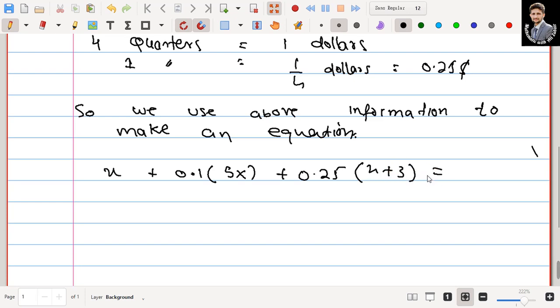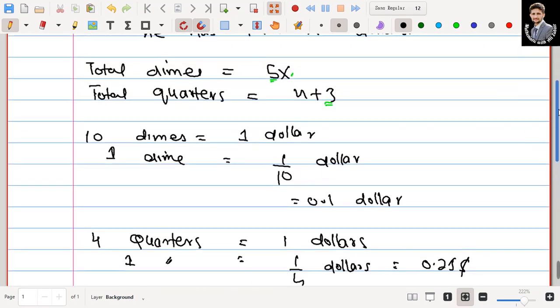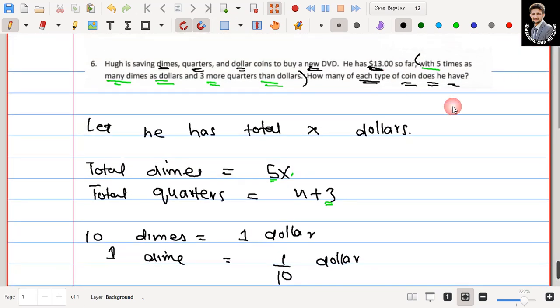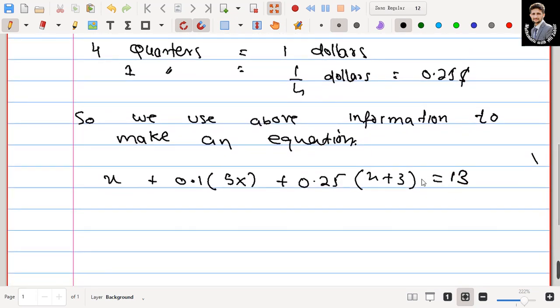This is equal to the total amount. From the question, he has collected so far $13. So I can say that this is equal to 13. All set, we have set an equation. From here we will find the value of x. You simply multiply 0.1 with 5, 0.25 with x, and 0.25 with 3. So this will give me x plus 0.5x plus 0.25x plus 0.75 is equal to 13.